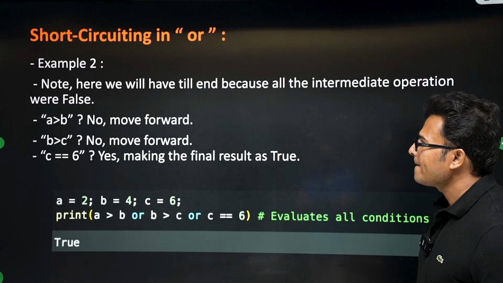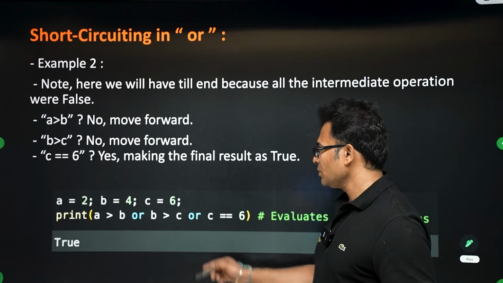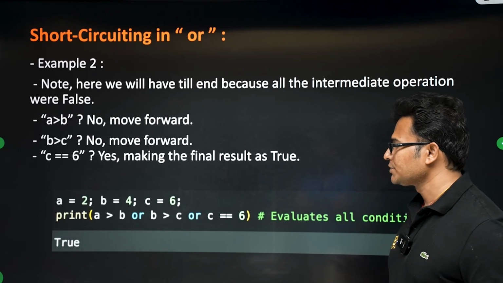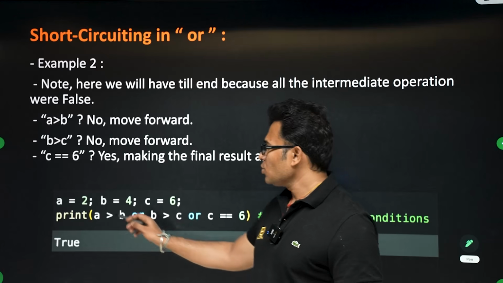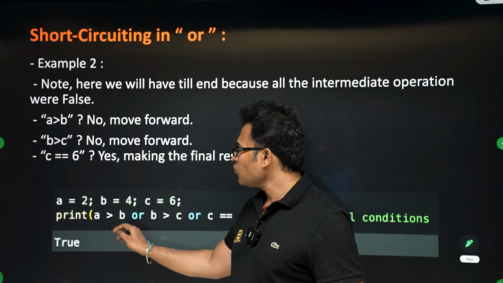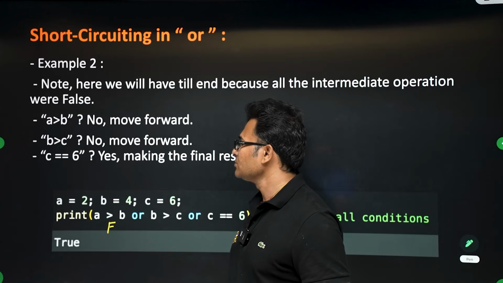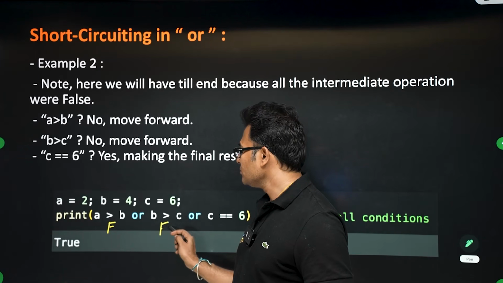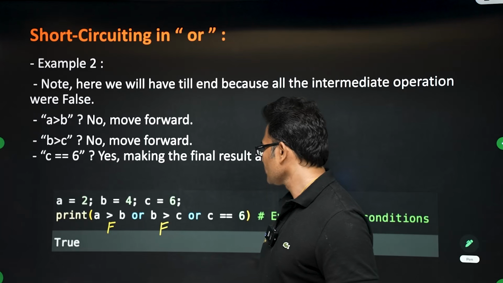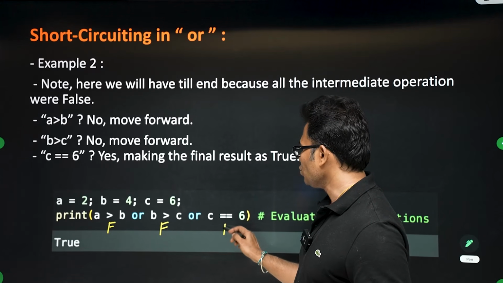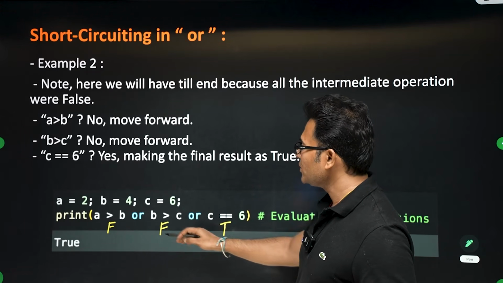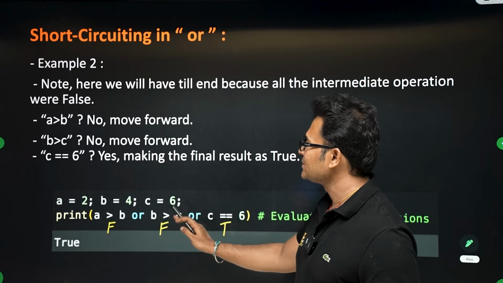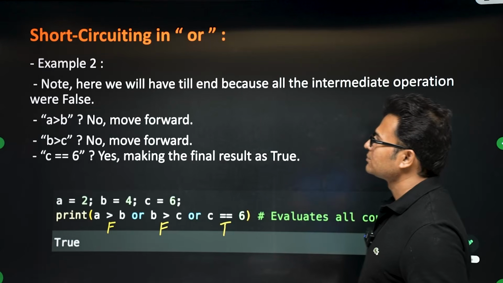Now, for example, if you have this entire condition, 3 conditions with 2 ORs. A is greater than B, false. A is not greater than B. B is greater than C, false. B is not greater than C. Then C is equal to 6, true. So in this case, we have to evaluate all the conditions till the end because we didn't get any true. So we have to go till the end.